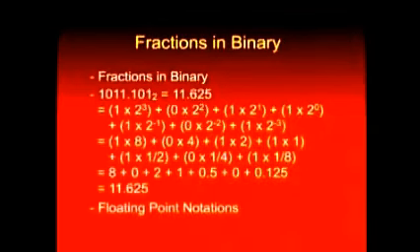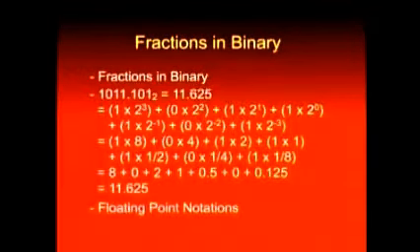Now, multiplying the weights with the corresponding decimal equivalents of the binary bits results in the terms 8, 0, 2, 1, 0.5, 0, and 0.125. All these terms add up to give 11.625.